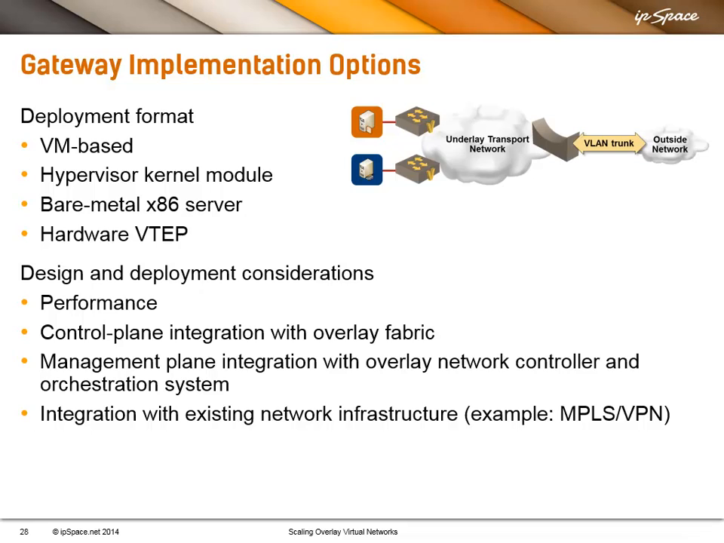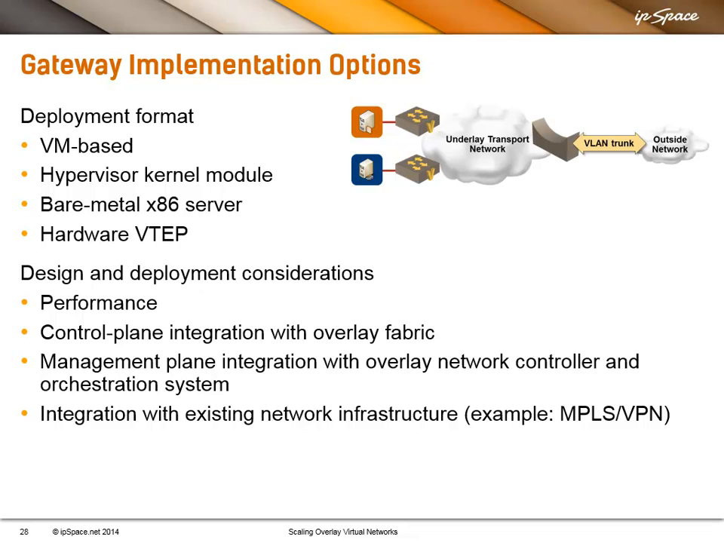There are numerous implementation options when considering the gateways. You can use a VM-based gateway. You can use a gateway that's implemented along with other hypervisor activities in the hypervisor kernel module. You might have a dedicated x86 server that's running some code on the bare metal and doing gatewaying functionality. Or finally, you may have a hardware VTEP where overlay virtual network encapsulation and decapsulation is done in ASICs at terabit speeds. Which one would you choose?